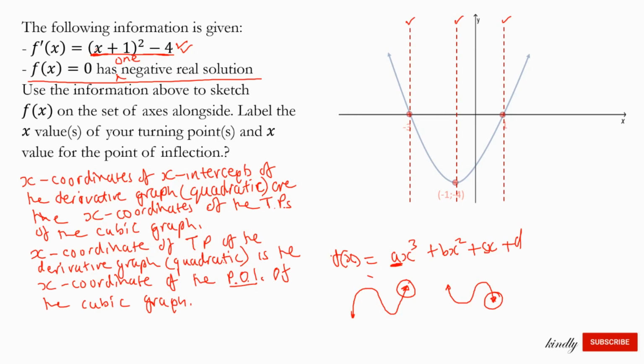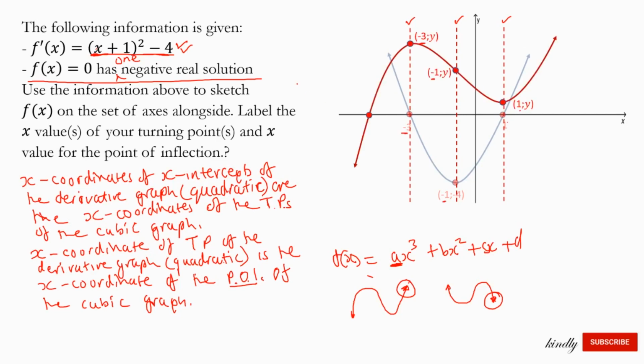It has one negative root. This is the turning point. We have the x-coordinate of the turning point, which is the same as the x-coordinate of the x-intercept. And then we have the x-coordinate of the turning point there, which is also the same as the x-coordinate of the x-intercept there. And the x-coordinate of the point of inflection is the same as the x-coordinate of the turning point of the derivative graph. There's one negative root, so it should be somewhere there. So we can have that root there, and then easily sketch our graph like that.